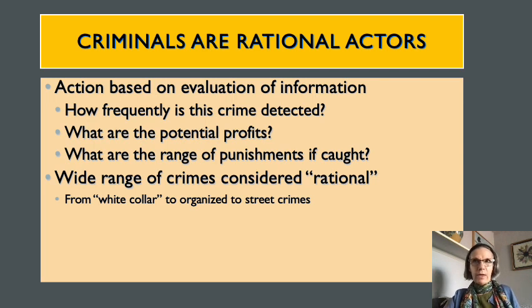Some seem obviously rational, like white collar crime, right? So you work for a corporation, and you want to defraud investors or something like that. Obviously, that's a rational act. It's not based on passion or irrationality. Organized crime too, the mafia could also be seen as organized. But your textbook talks about how regular street crimes, so-called street crimes, are also rational.